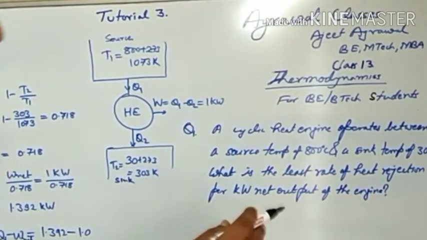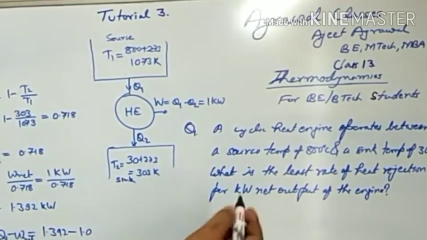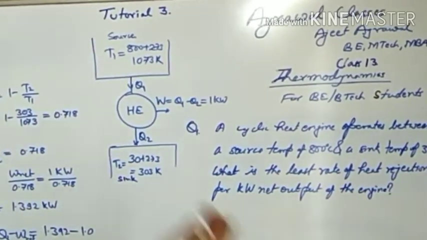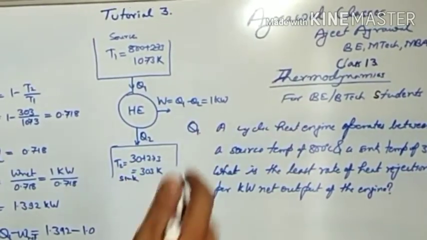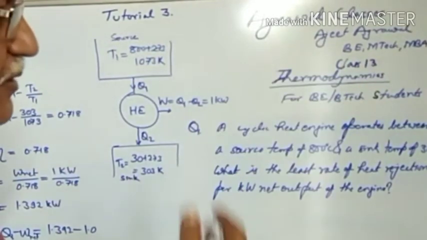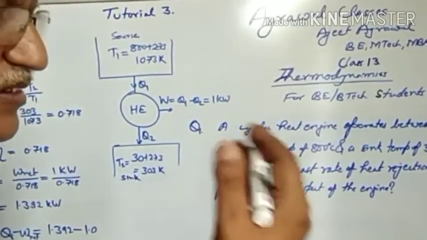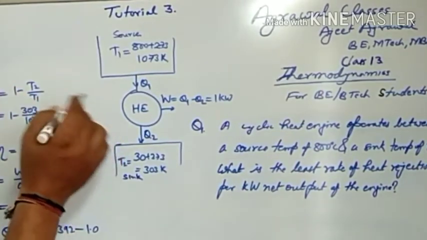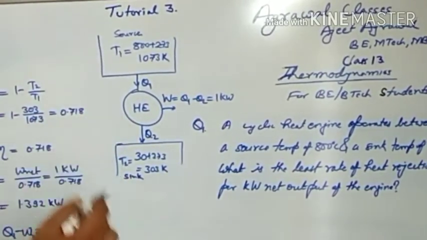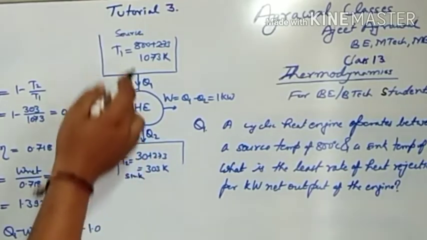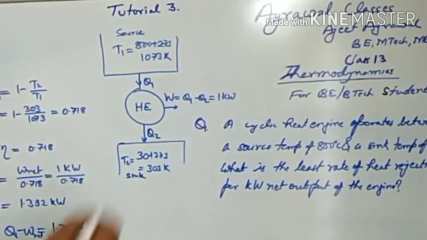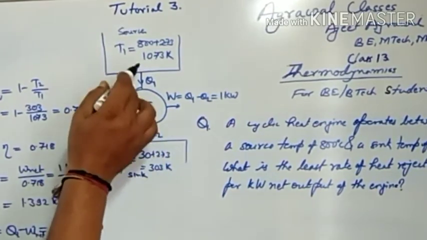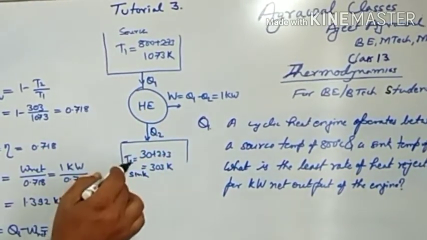output of the engine. So when we are talking of the least rate of heat rejection, at that time the efficiency must be maximum, and the efficiency will be maximum when we are considering a reversible heat engine. So here let us consider a reversible heat engine. When we are considering the reversible heat engine, then we can consider the Carnot cycle. So here we are taking a heat engine which is reversible and is operating between temperature T1 and T2.